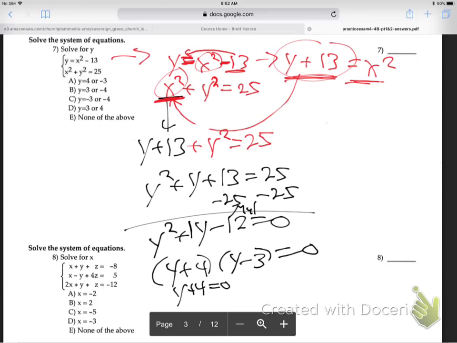So y plus 4 is 0. If two things multiply to be 0, either one can be 0. So y is negative 4 or positive 3. Much better, huh? Good tip, Simon. Much better way to go. I just took what it said equals y and plugged it in for y. Either way it'll work. So I'm going to move on.